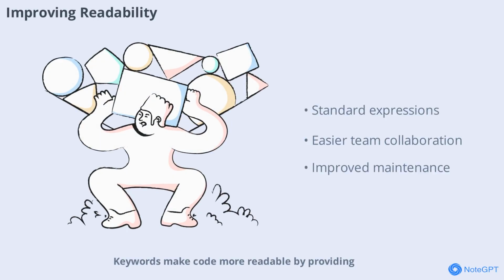Keywords make code more readable by providing a standard way to express common operations. When someone reads your code, they can quickly understand what's happening because keywords are universally recognized. This is especially helpful when working in teams or sharing code with others. Readable code is easier to maintain, debug, and extend, making keywords a fundamental part of good programming practice.